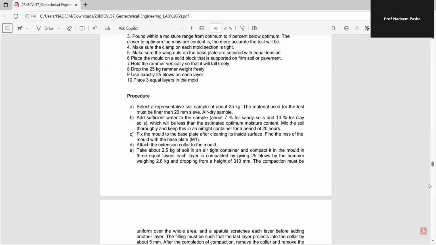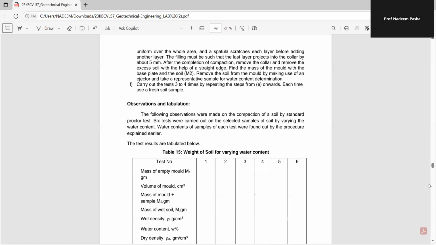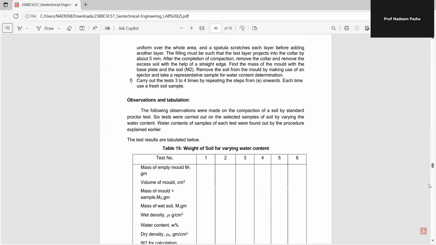The compaction must be uniform over the whole area, and a spatula scratches each layer before adding another layer. The filling must be such that the layers project into the collar by about 5 mm. After the completion of compaction, remove the collar and the base plate and weigh the soil with mold, M2. Remove the soil from the mold by making use of an ejector and take a representative sample for water content determination. Carry out the test 3 to 4 times by repeating the steps from the start. Each time use a fresh soil sample.